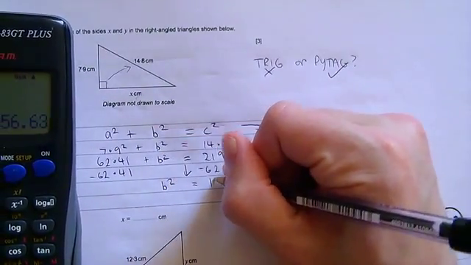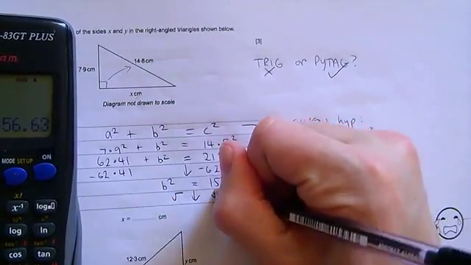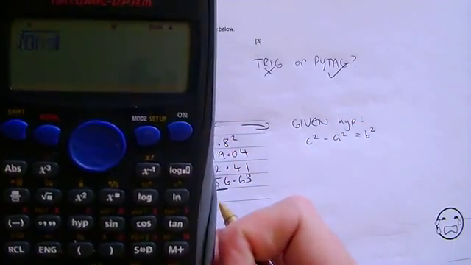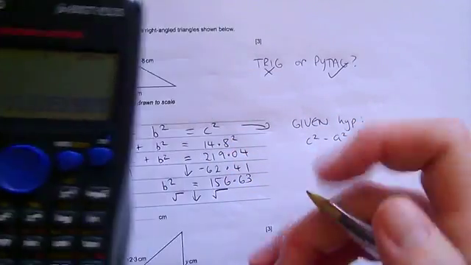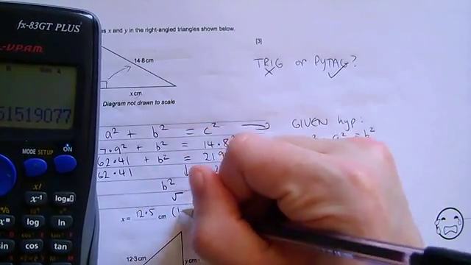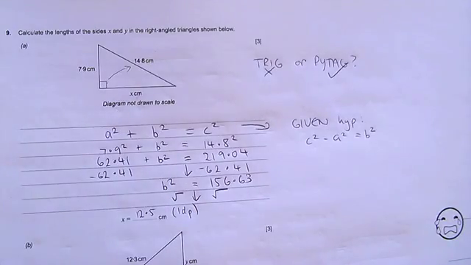is equal to 156.63, and then to get rid of the squared, I'm going to square root both sides. So b would be the square root of that answer, and that gives me 12.5 to 1 decimal place. Okay, 12.5 to 1 decimal place.